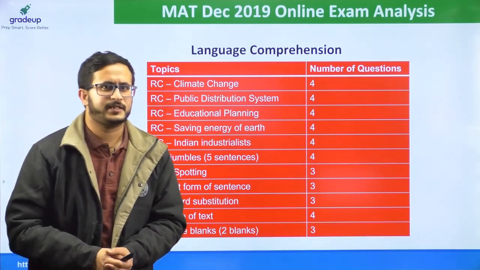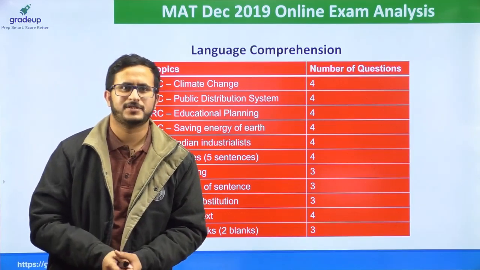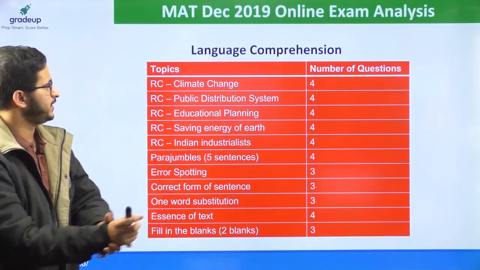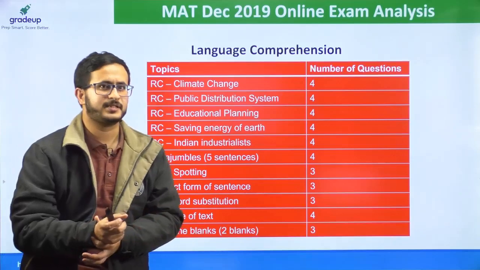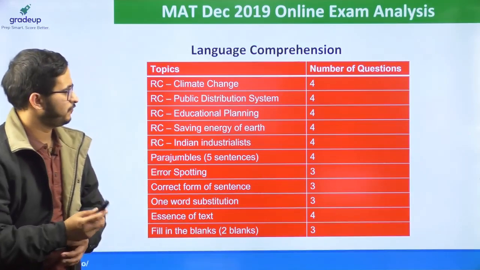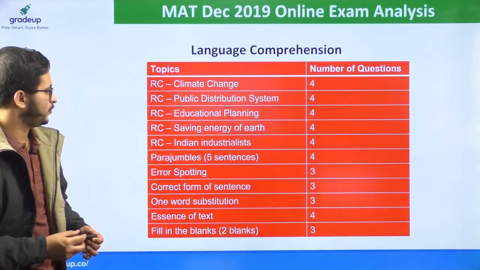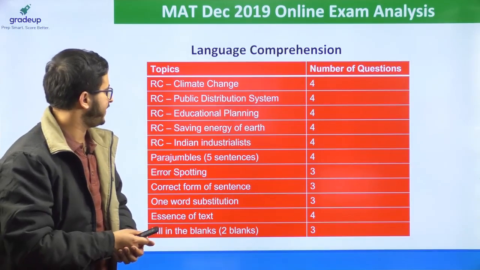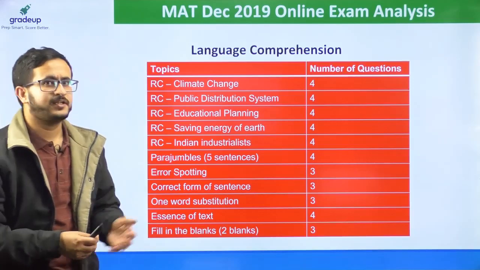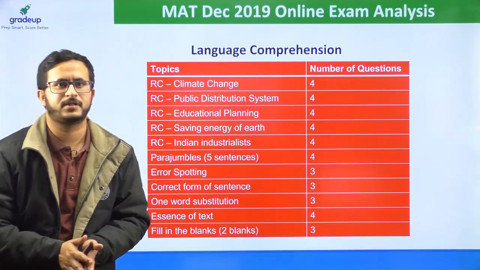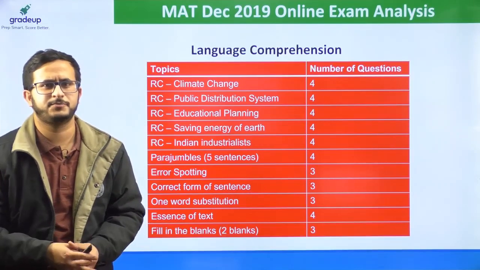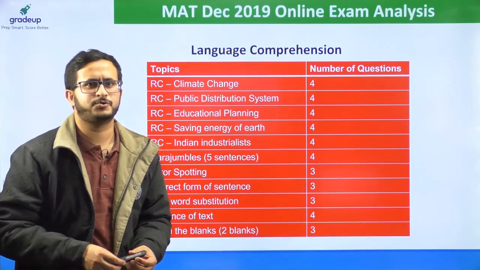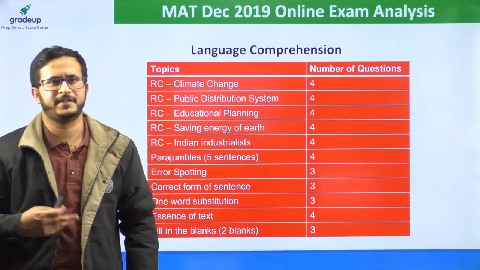Now let's discuss what came in the examination, what was asked in the different sections of the paper. So English, the language comprehension had 40 questions, of which 20 questions were from reading comprehension itself. There were 5 reading comprehension passages. One was on climate change, another was on public distribution system. It talked about how the public distribution system in India is not very efficient.